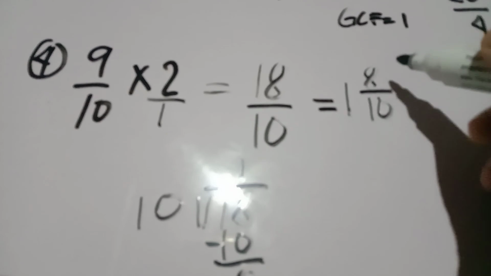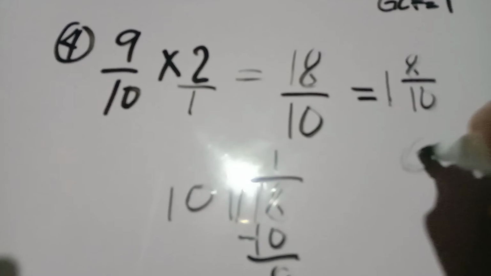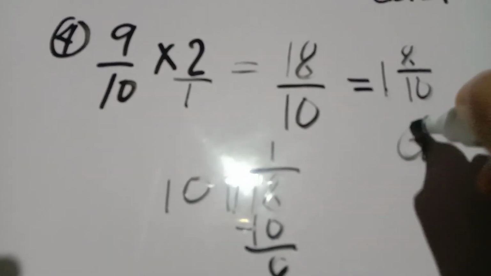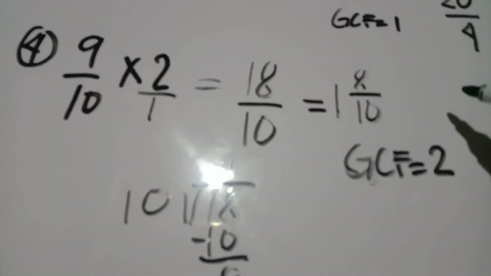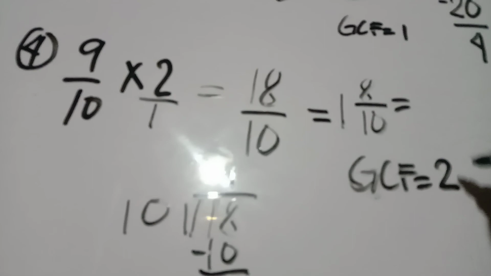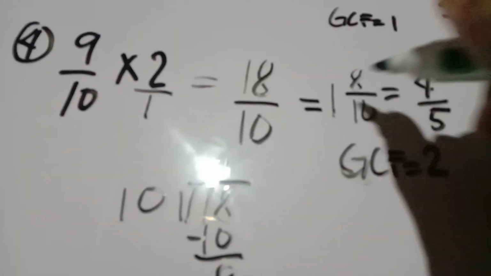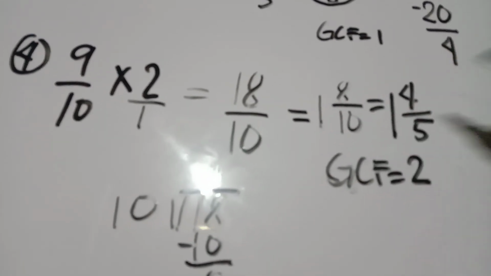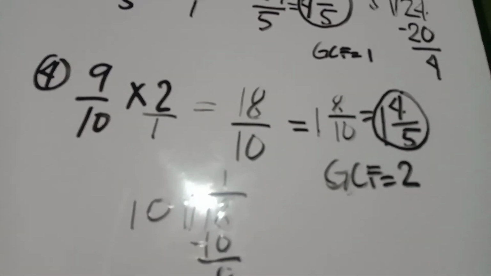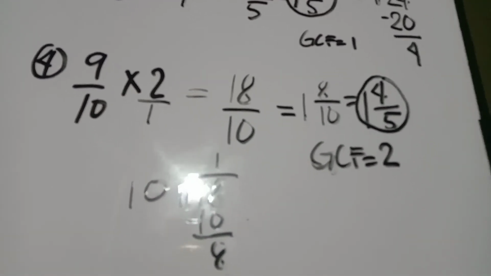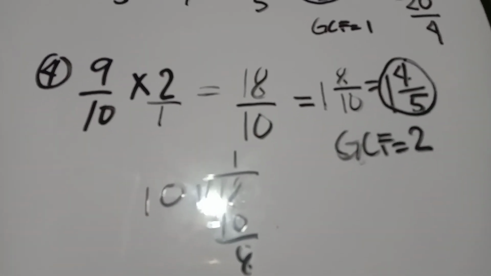Okay, so therefore, the GCF here is 2. Okay, so let's divide 8 and 10 by 2. So 8 divided by 2, that is equal to 4. Then 10 divided by 2, that is equal to 5. Then copy the whole number. Don't forget to copy the whole number. So 1 and 4/5 is the product of 9/10 and 2.